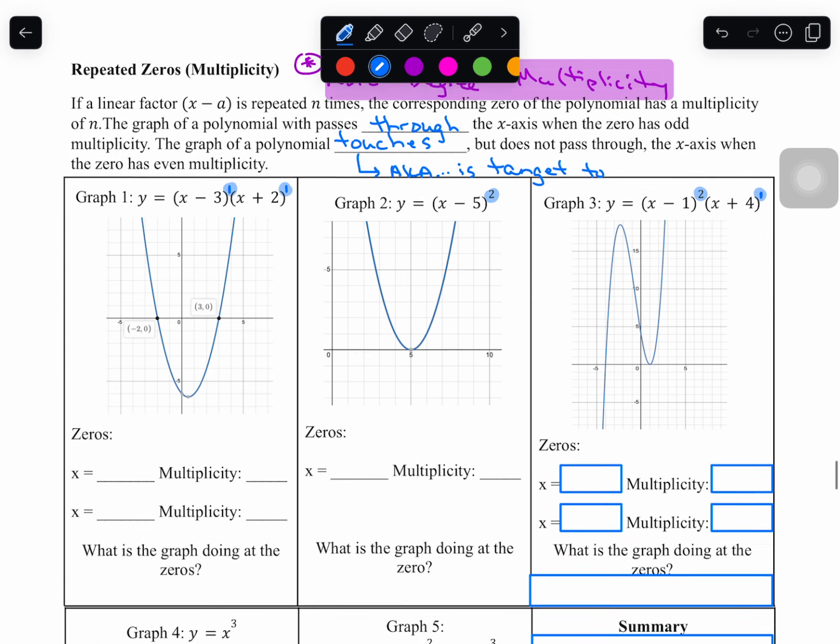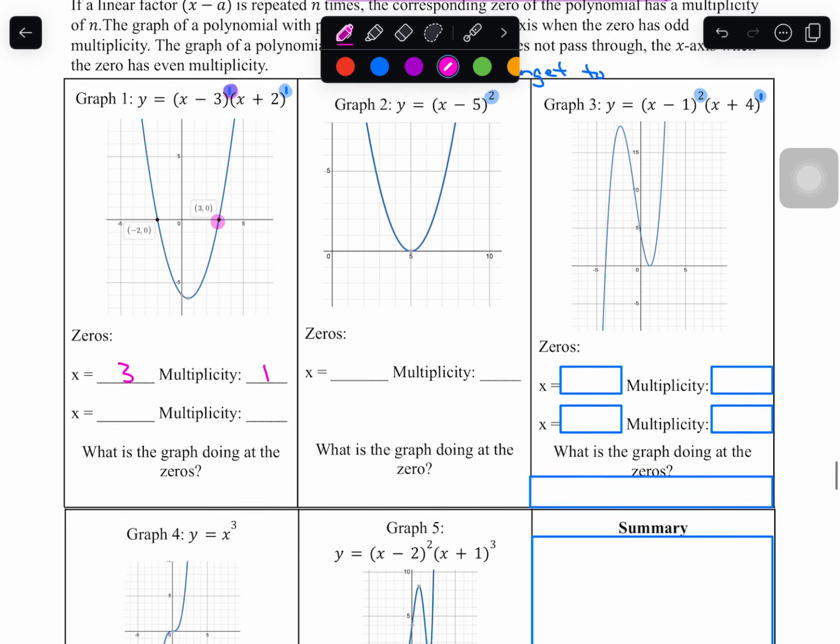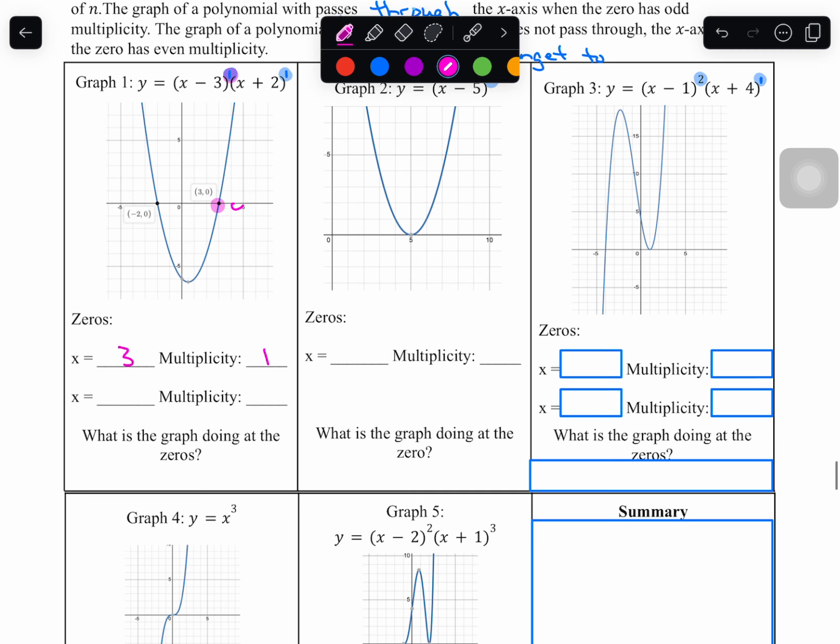Okay, so if we take a look, x minus 3 would give me a 0 at 3. Let me do a different color here. So at 3, we said the multiplicity was 1 because that's the exponent. And I notice that at that point, it's kind of crossing the x-axis.